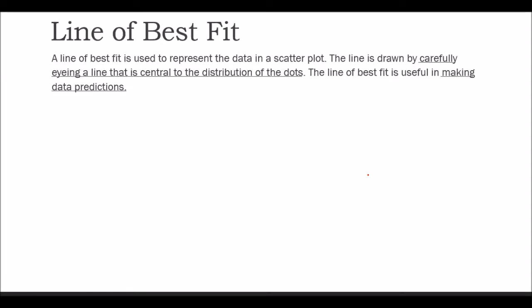All right, so a line of best fit is basically used to, the best way you can explain this is it represents the data in a scatter plot. So it's basically a line that represents that data. The line is drawn by eye or by hand, and it goes through the dots. So the line of best fit is useful for making predictions. That's what the line of best fit is for.